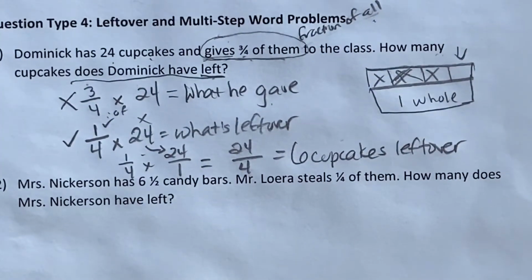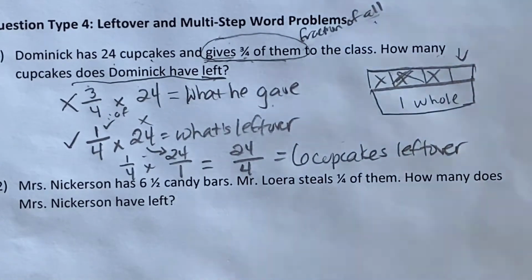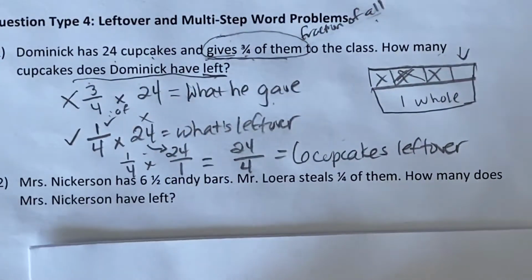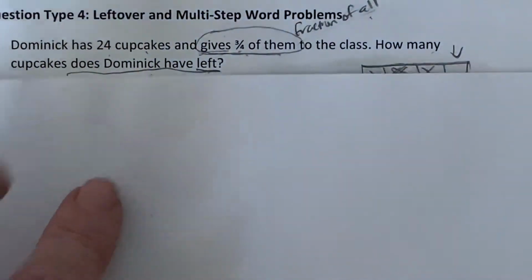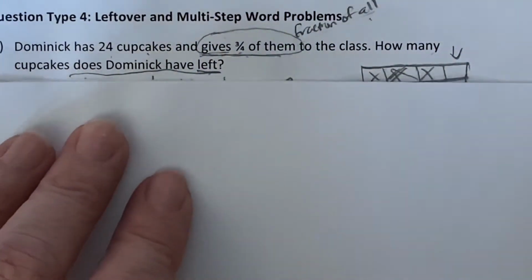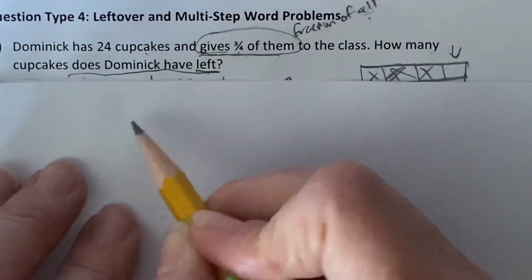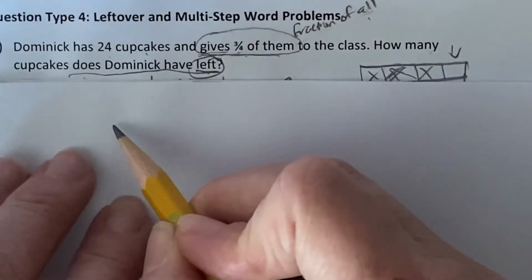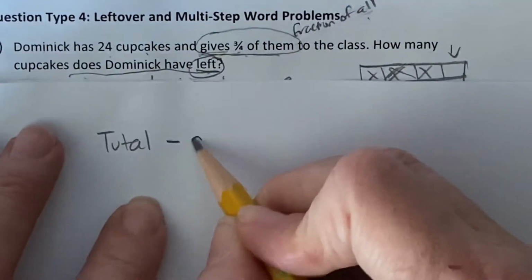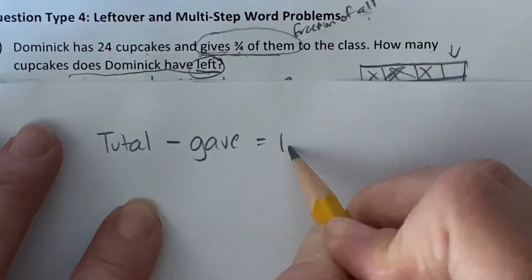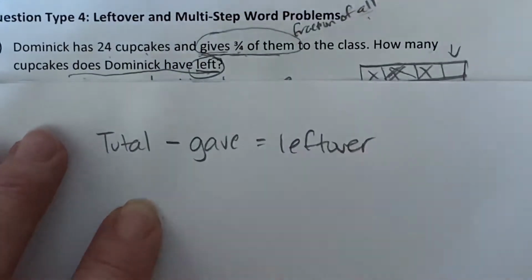Let me show you another way you could have done this problem, okay? And I want you to make sure you follow along on an exit ticket or in your notebook. Hopefully you didn't take up as much room as I did. Okay, so say I wanted to do this problem again. Dominic has 24 cupcakes and he gives 3/4 of them to the class. How many does he have left? So this is the total minus what he gave equals leftover. Okay?